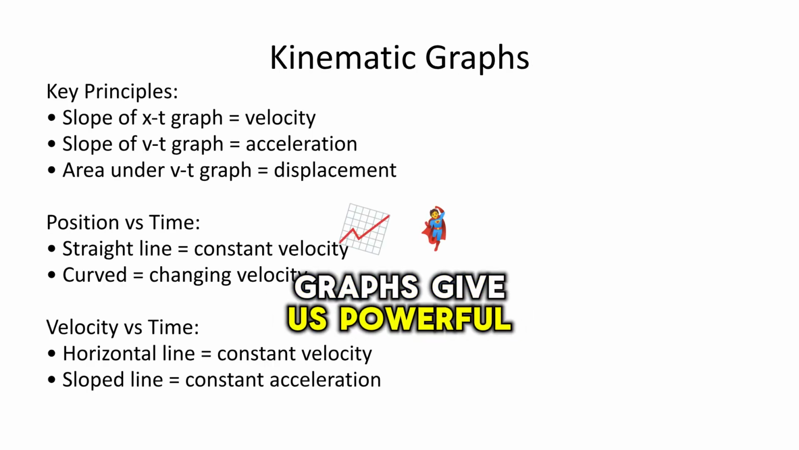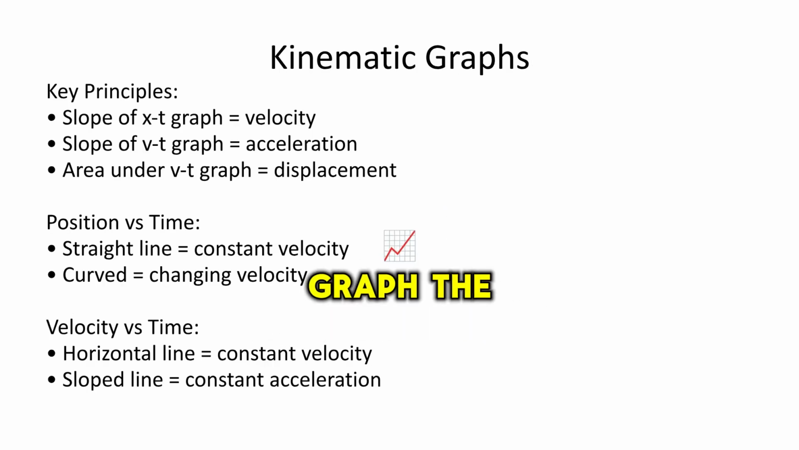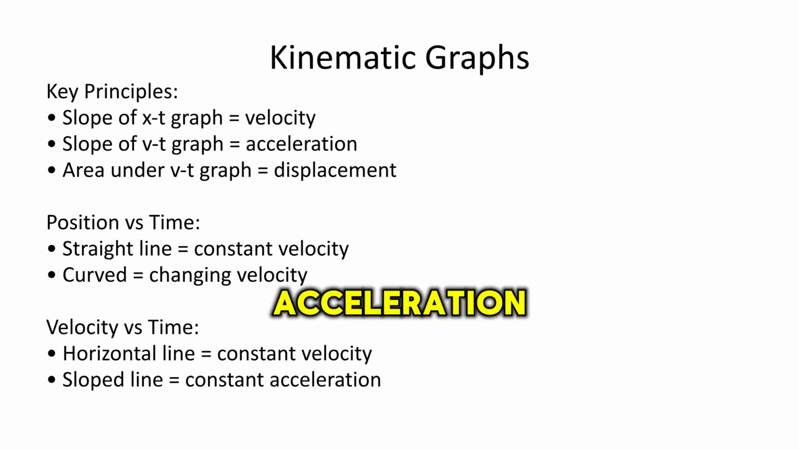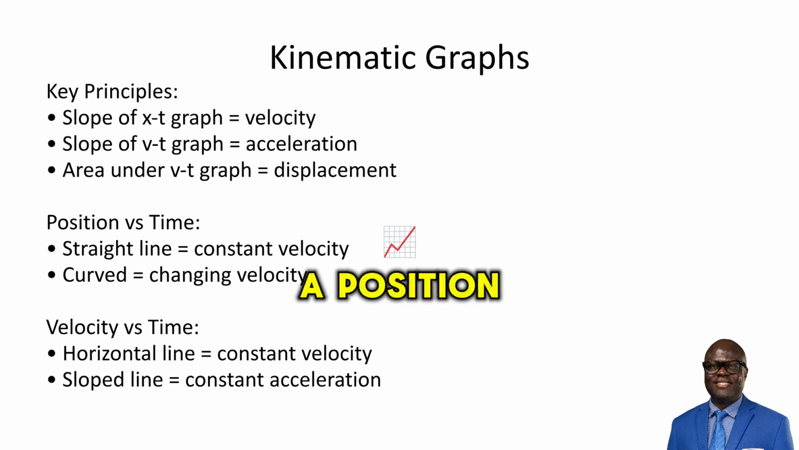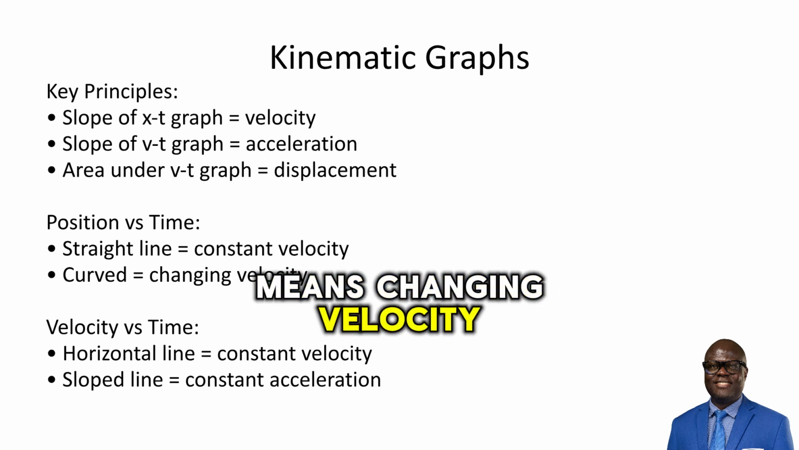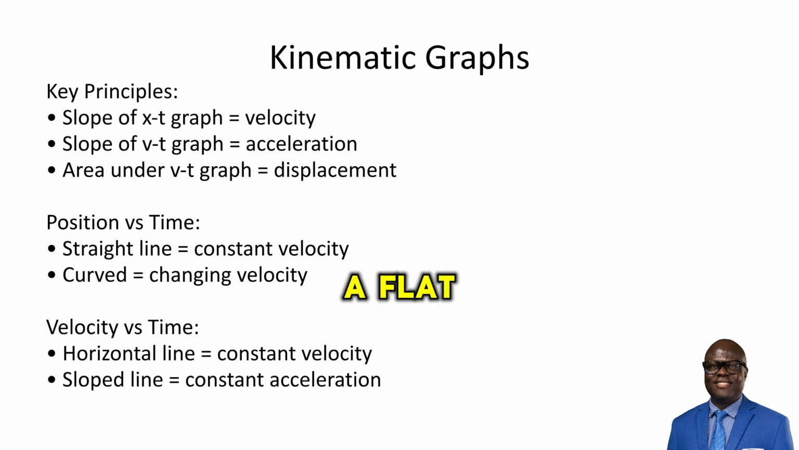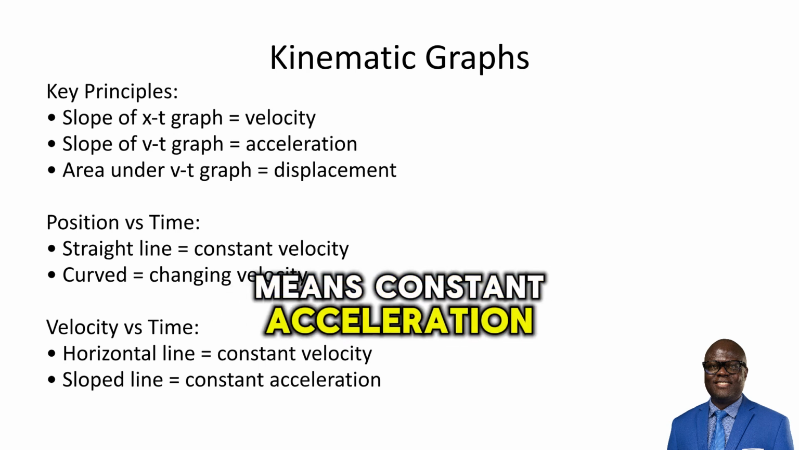Graphs give us powerful insight. On a position time graph, the slope is velocity. On a velocity time graph, the slope is acceleration, and the area under the curve is displacement. A straight line on a position graph means constant velocity, while a curve means changing velocity. On a velocity graph, a flat line means constant velocity, while a sloped line means constant acceleration.